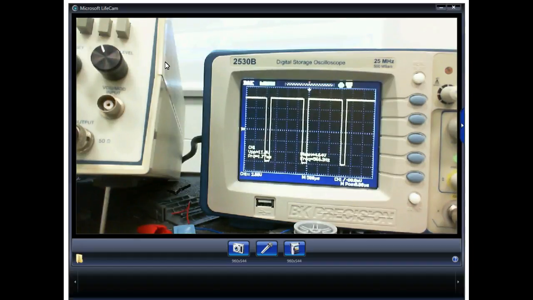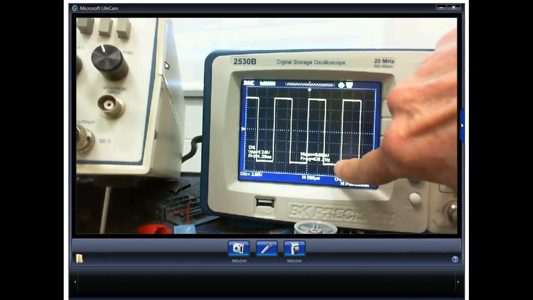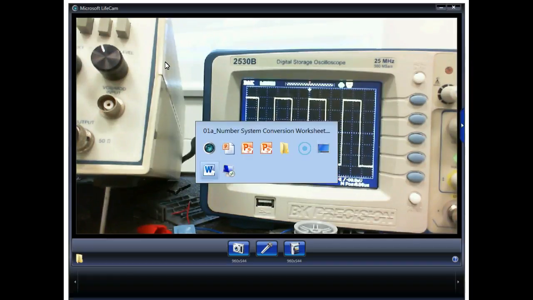So what would be a high? So this would be considered a high. This right here would be considered a low. So that's another term we can use for ones and zeros, and we'll use that term a lot. So highs and lows, ones and zeros, right? We use those two terms a lot. Let's look at some of the other terms, and we'll come back to this in a minute.